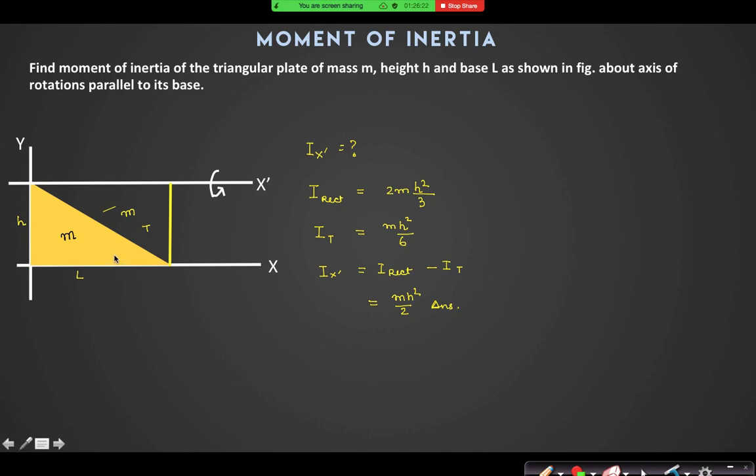Have you got this concept? If there is any doubt, you can ask me. What I have done, I have first taken another similar triangle to make it a proper rectangle, used the formula for rectangle, then I have subtracted the formula for triangle because I know that about base it is mh square by 6. Then I can find this triangular plate about its vertex.